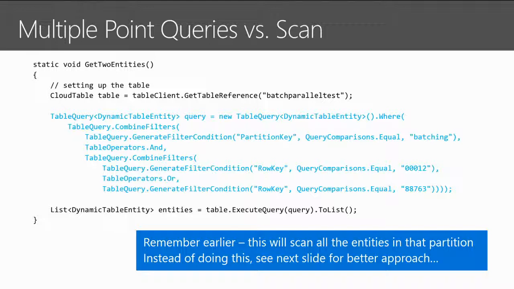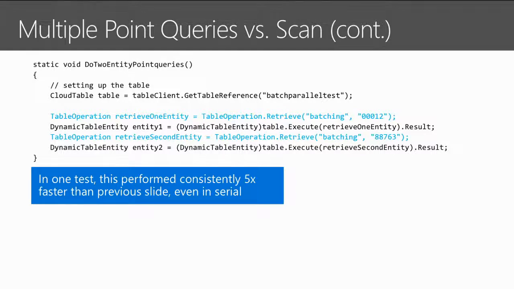This will do a partition scan, as we talked about earlier. This will scan all the partitions to find those 2 entities, or scan that partition to find those 2 entities. Not going to be very efficient. So instead, kind of counterintuitively here, just make 2 what we called point queries. Make 2 queries, each of which gets 1 single entity. That's going to be much more efficient.